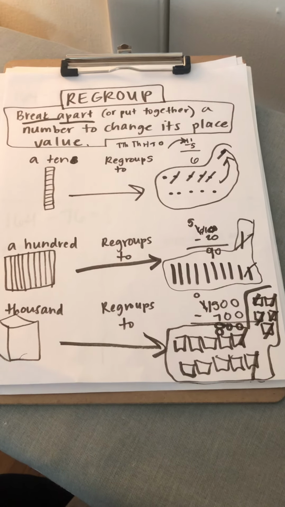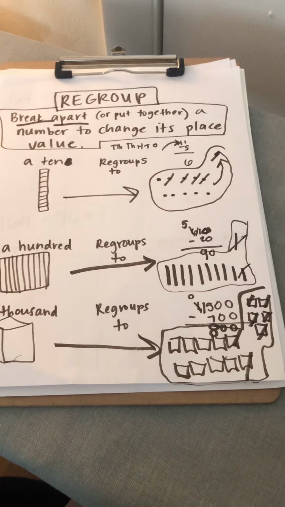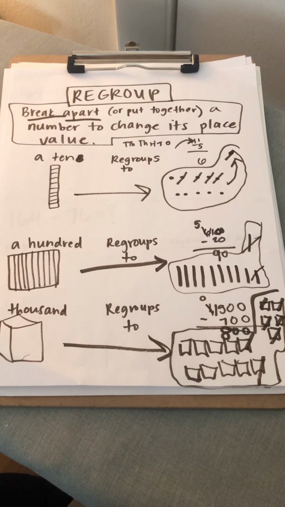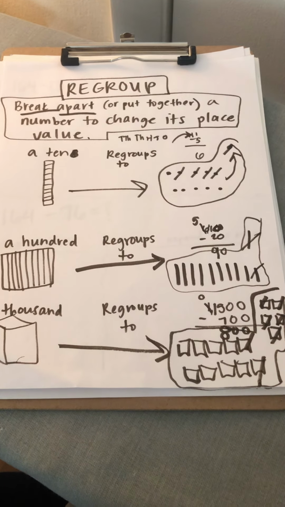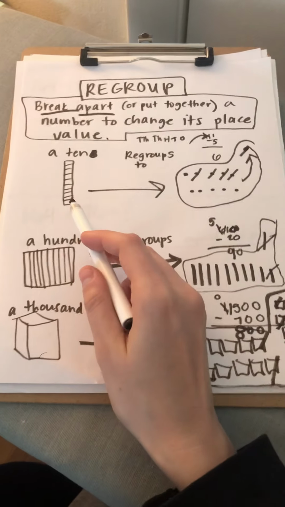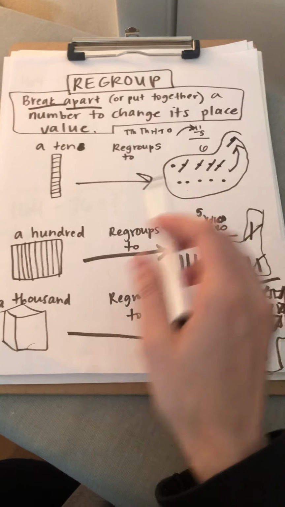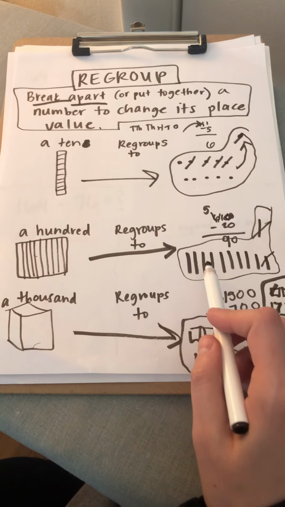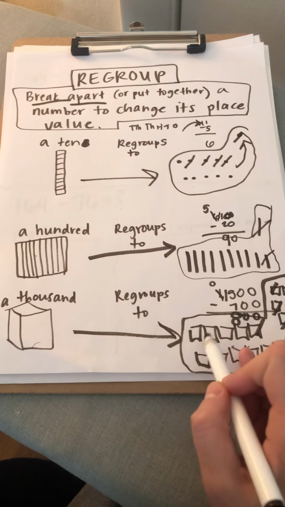Regrouping means to break apart when we're subtracting, or put together when we're adding, a number to change its place value without changing the actual value of the number. A 10 can become 10 ones, 100 can become 10 tens, and 1,000 can become 10 hundreds.